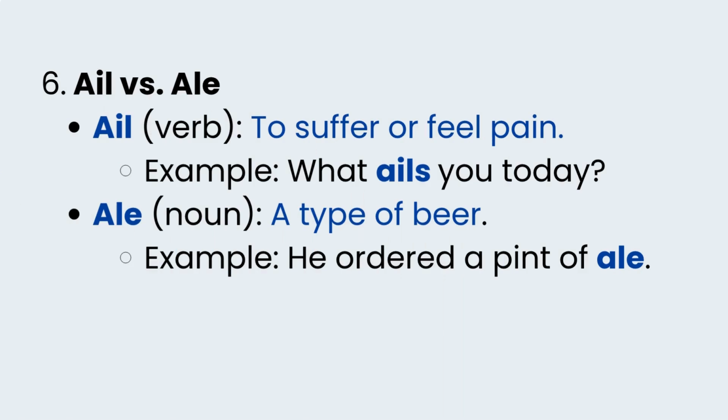6. Ail versus ale. Ail, verb, to suffer or feel pain. Example, what ails you today? Ale, noun, a type of beer. Example, he ordered a pint of ale.